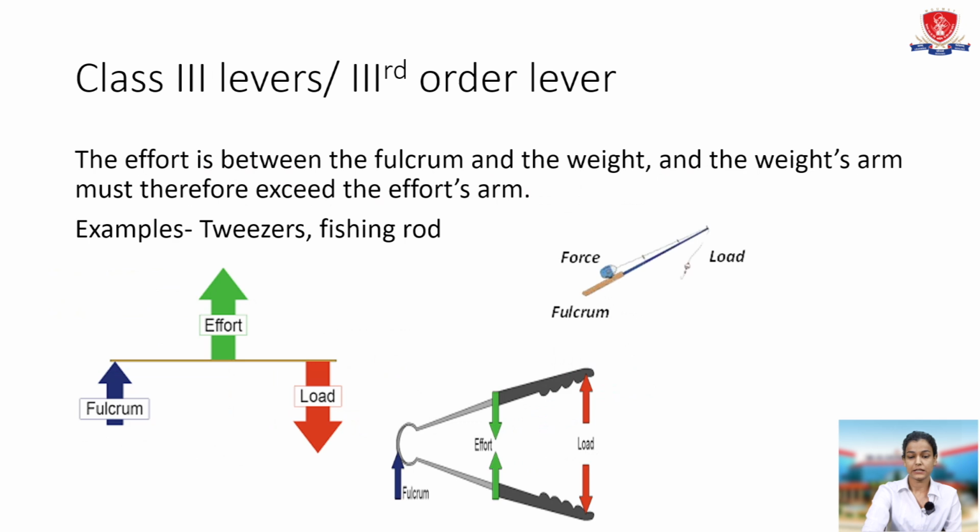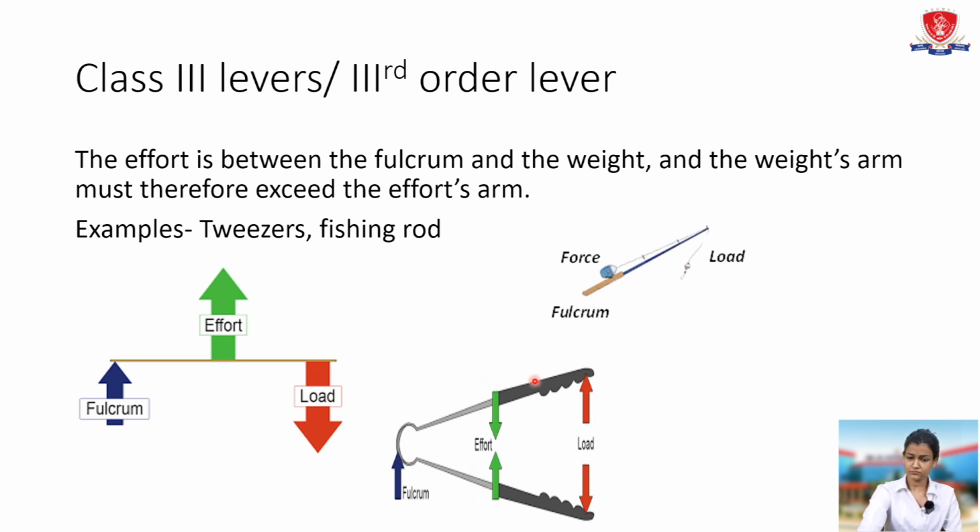Now, in the class 3 lever, or the third order lever, the effort is between the fulcrum and the weight, so the weight's arm must exceed the effort's arm. A very good example of a third order lever is a tweezer. Now, in this diagram, you can see that the fulcrum is the fixed point and effort is being applied by the handle of the tweezer.